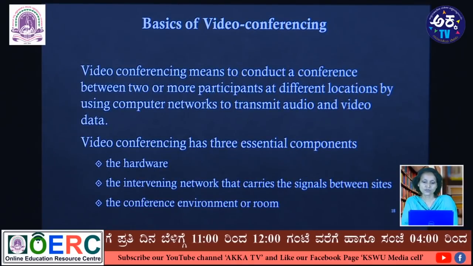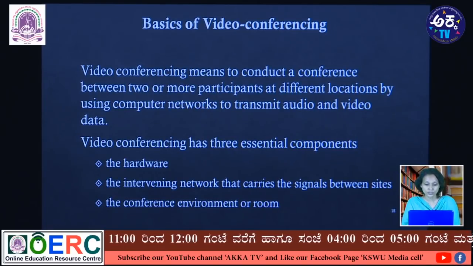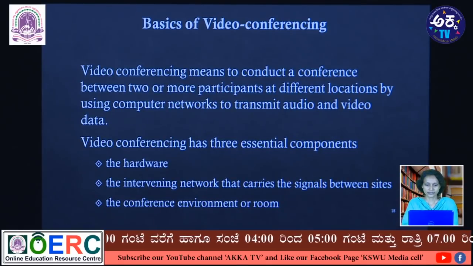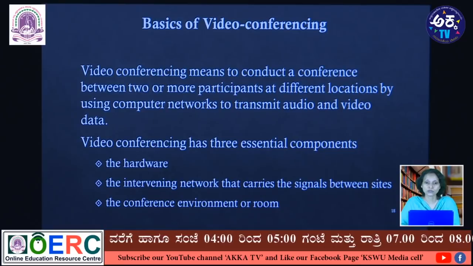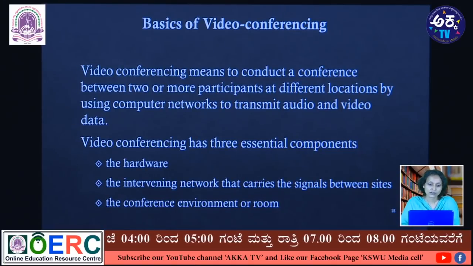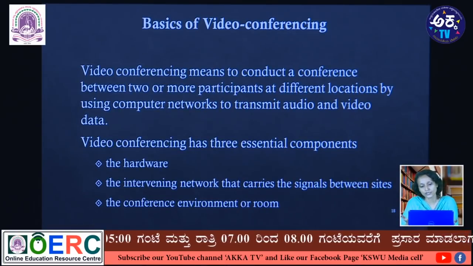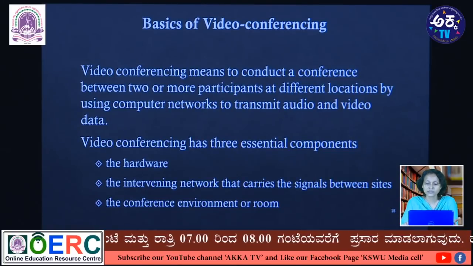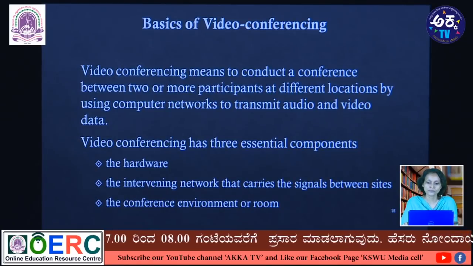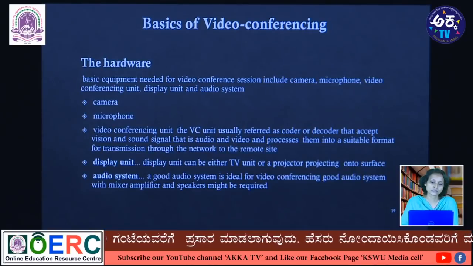And video conferencing has three essential components. Naturally, you know that we should have the hardware, we should have the network, that is the internet connection for us, and we should have the environment or room, or you can say the different software that supports the video conference. So these are the very basic things, the three essential components of video conferencing. To start with, we'll see what hardware means.